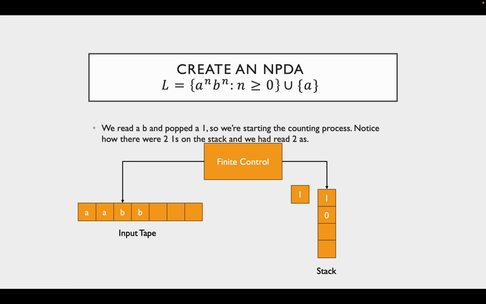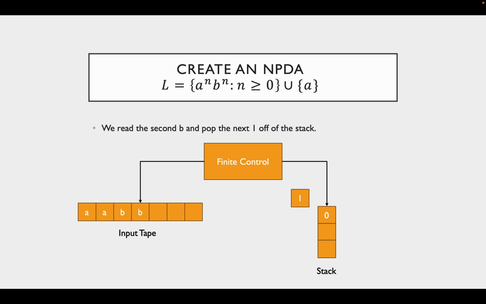So we're starting the actual counting process. Notice that there are 2 1s on the stack and we had read 2 A's. Now we've read a B and we pop 1 off the stack. We don't want to push anything on the stack, and so then we move to the next letter in the input. So now at this point the stack has a 1 and a 0 on it. We've read 2 A's and 1 B, so we've taken one of the counts off the stack. That is one of the 1s.